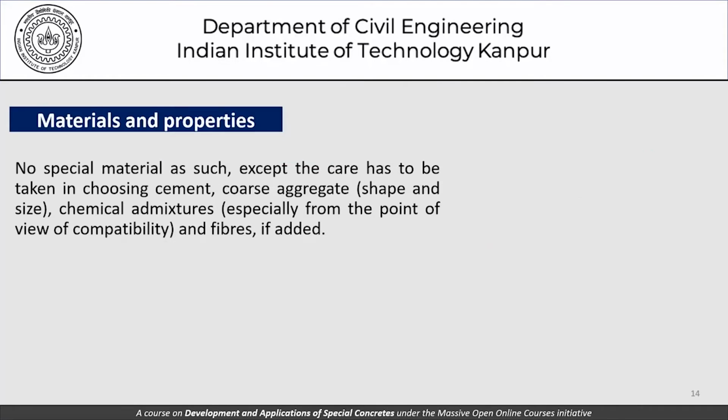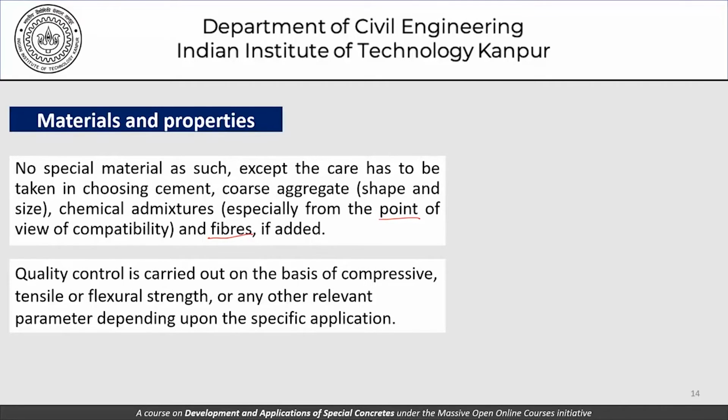As far as the materials and properties of shotcrete are concerned, no special material as such is required, except care has to be taken in choosing the cement, coarse aggregates in terms of shape and size, and chemical admixtures from the point of view of compatibility, and also what we expect the chemical admixtures to do, whether we are talking in terms of water reduction, whether we are talking in terms of acceleration, and of course if we want to add fibers. So we have to take special care in choosing our materials, but apart from that, it's the good old cement, coarse aggregates, and sand which is being used in the shotcrete.